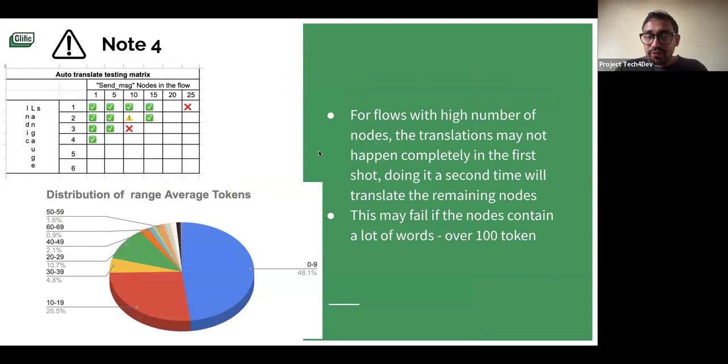So for flows which have an extremely high number of nodes, as well as within the nodes, if the text message is large, let's say over 100 or 200 words, that's a pretty large chunk of text. In that case, we have observed that sometimes it fails, like the API call times out. Keep this in mind, though usually it's not a very readable message if it's a very big chunk anyway. As you can see, the average number of tokens is less than 20.